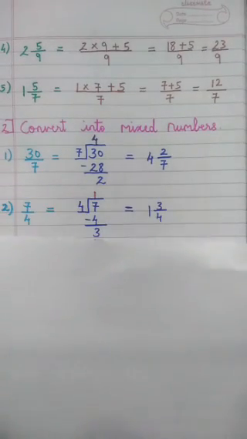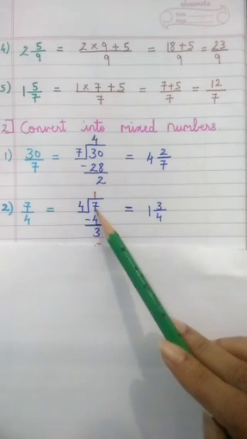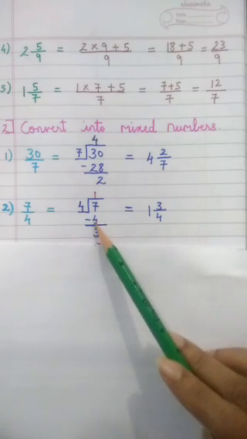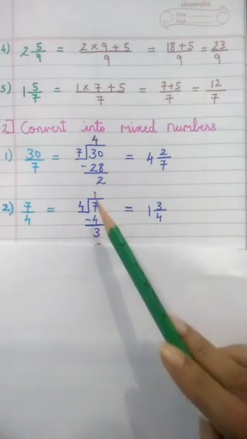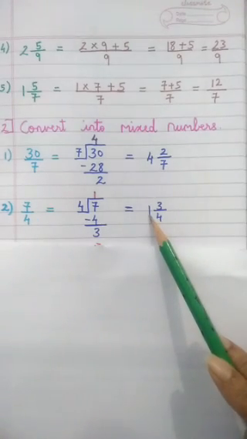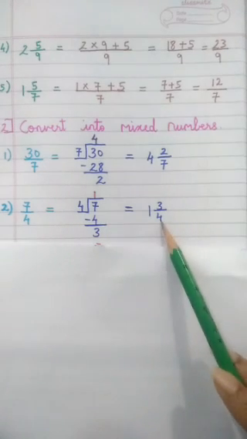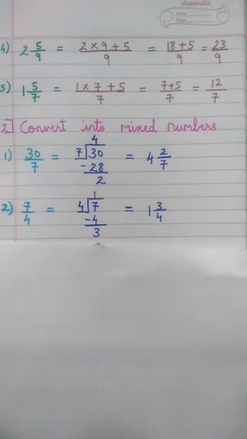So let's go to question number 2. 7 upon 4. Let's divide 7 by 4. 4 ones are 4. Remainder is 3. What comes first on top? That is your quotient. 1 we write first. Then the remainder 3 upon divisor 4. And this way, in simple steps, you get your mixed numbers.